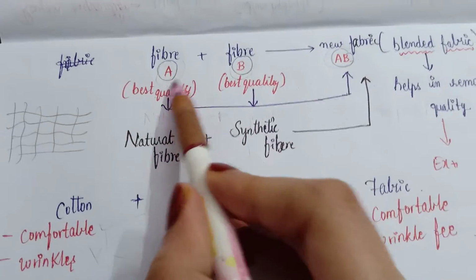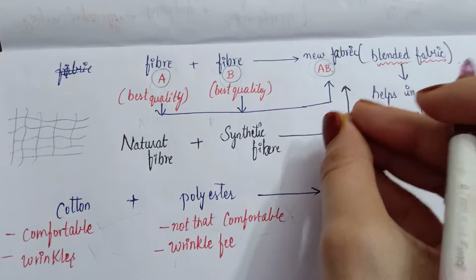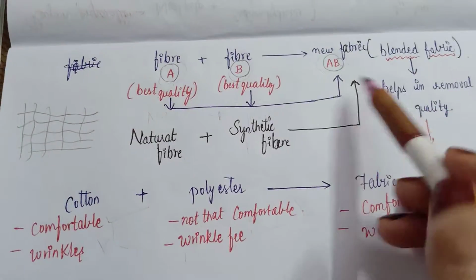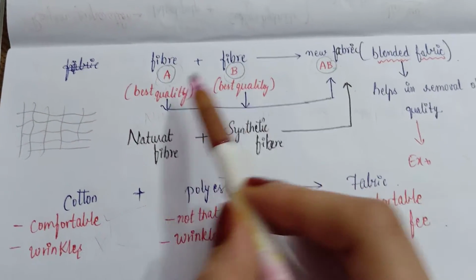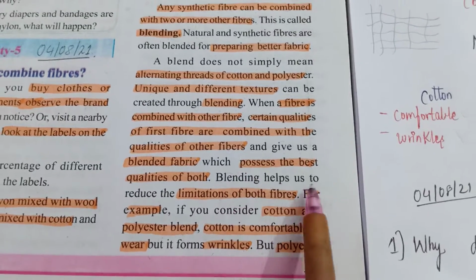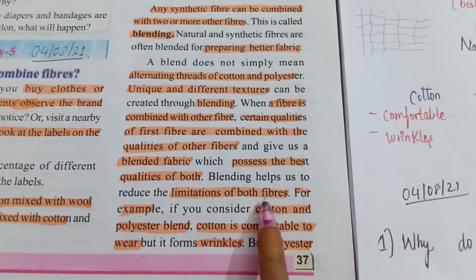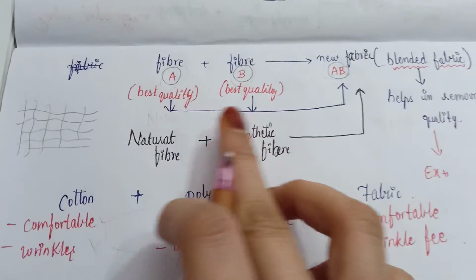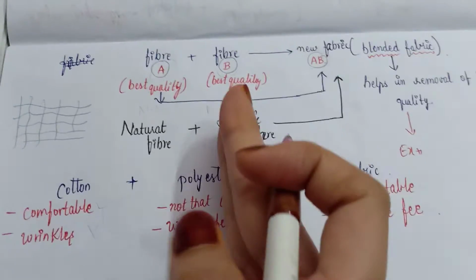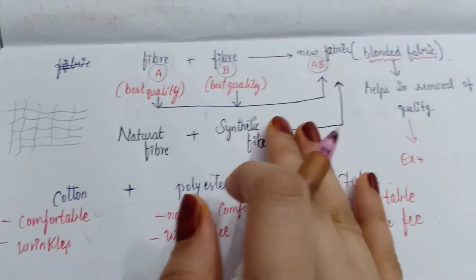विच मीन्स दोनों के बेस्ट क्वालिटीज हम लोग को एक में होना है, तो उसके लिए हम कंबाइन करते. The blending helps in getting both the best qualities in one fabric. And blending helps us reduce the limitations of both fibers. So it not only helps in getting the best qualities, it also helps in getting rid of the bad qualities of those fibers.